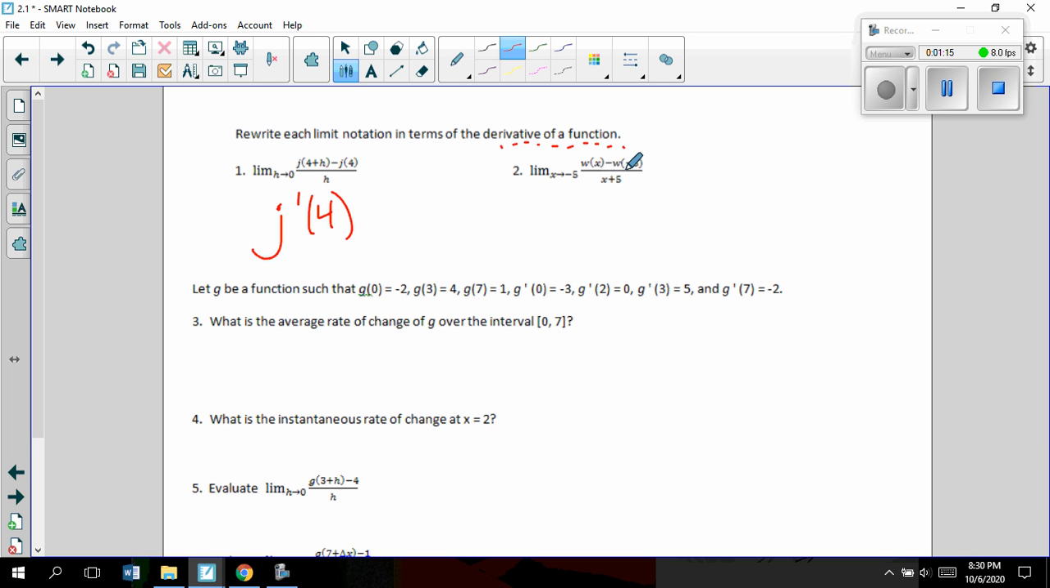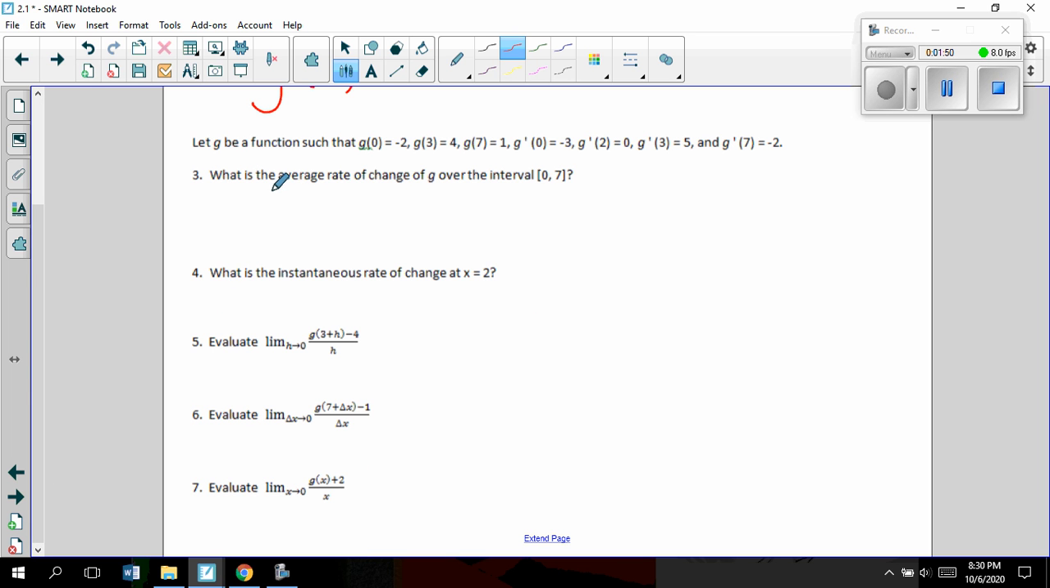Doing that same idea over here, this is that second notation version where I have X going to a value, and you notice if you plug in -5 here, you get that 0 in your denominator. So this is the formal definition of a derivative, and all that notation means is W prime of -5. Because W is your function, and that's the point you're sending these 2 points close to, to find that instantaneous slope.